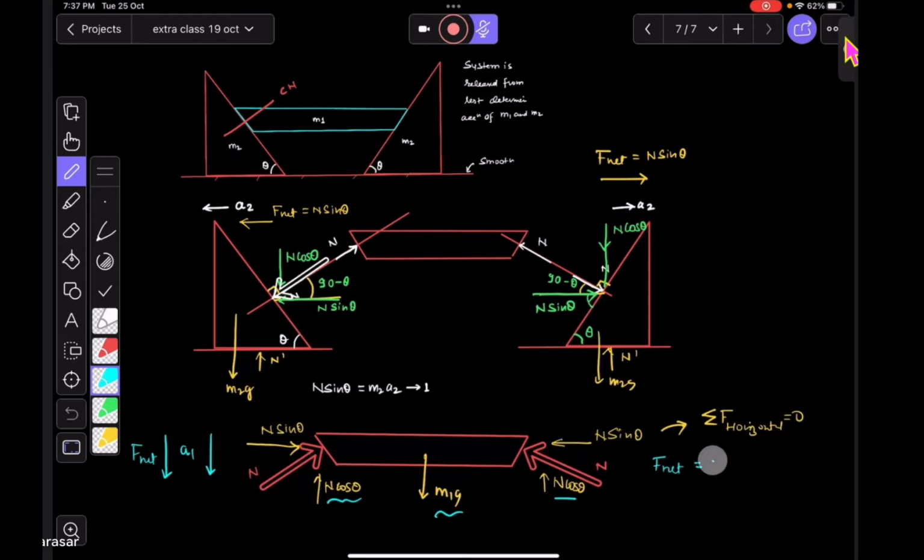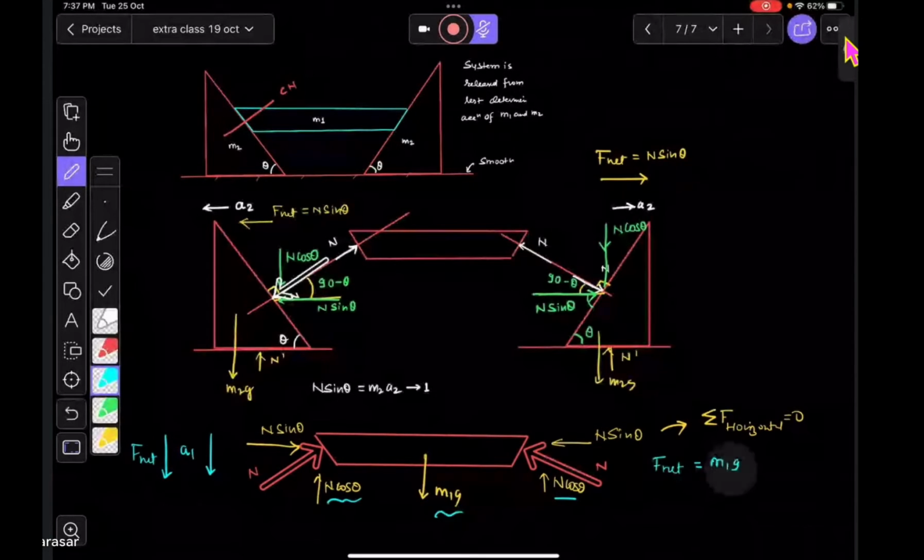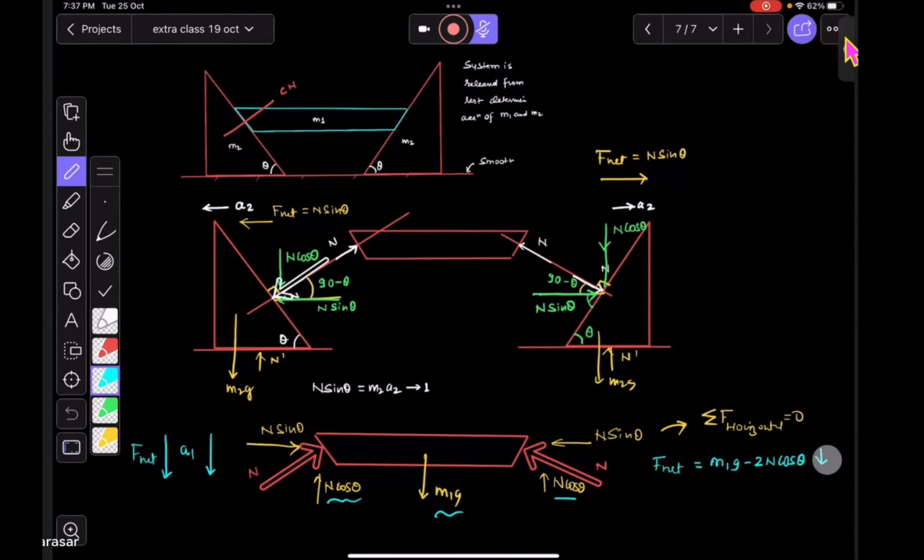Downward I took as positive, so m1g minus 2N cos theta is the net force acting in the downward direction. So the net force in that direction must be equal to mass times acceleration, so that is going to be m1 a1. This is how we have got equation number 1, and now equation number 2.